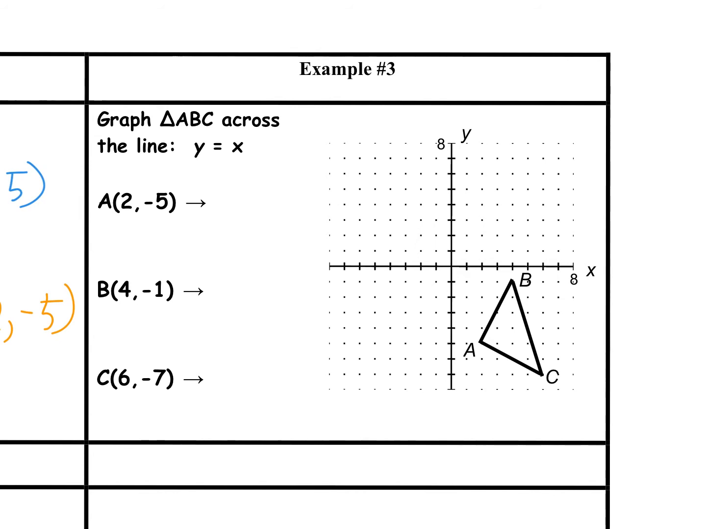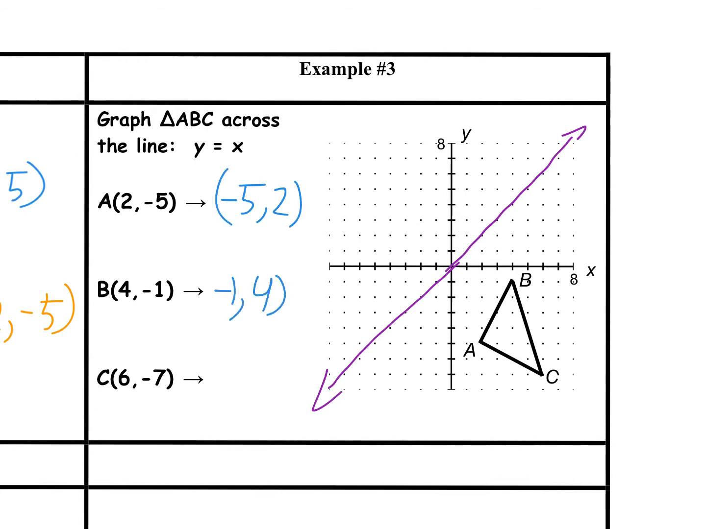So graph ABC across the line y equals x. So that's going to be our positive diagonal, which I'm going to put here in purple. You don't need to do this yourself, but I'm just using it as a reminder placeholder. So positive diagonal means I'm going to transpose my x-coordinate and my y-coordinate. So my A value reflected will be negative 5, 12. B would be negative 1, 4. And C would be negative 7, 6. So we'll go ahead and put those in.